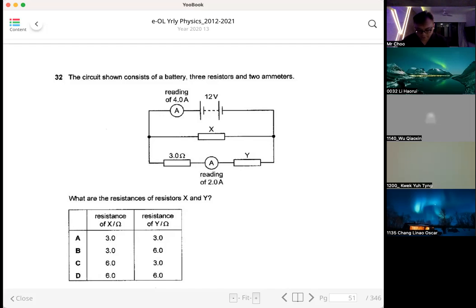Okay. This is 4 volt. This is 4 ampere, this is 2 ampere. So the current moving through here will also be 2 ampere. This is 12 volt and this is 2 ampere. What will be the resistance here? Resistance is equal to V over I. Okay, so the resistance here is 6 ohm. Clear so far?